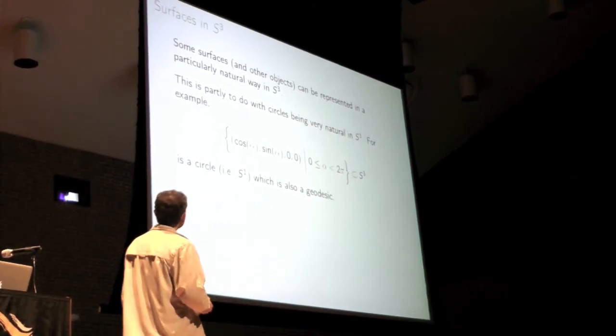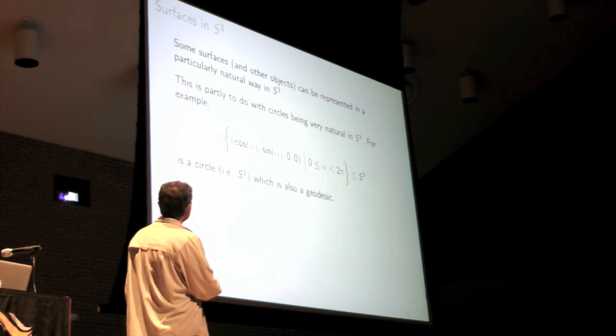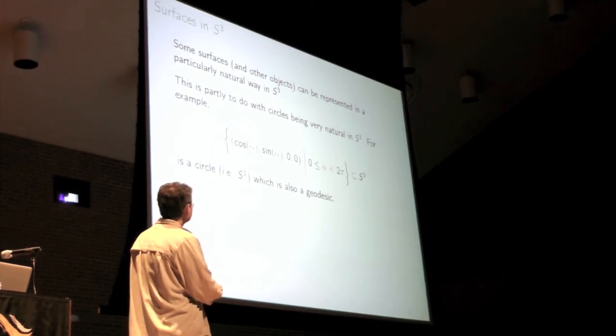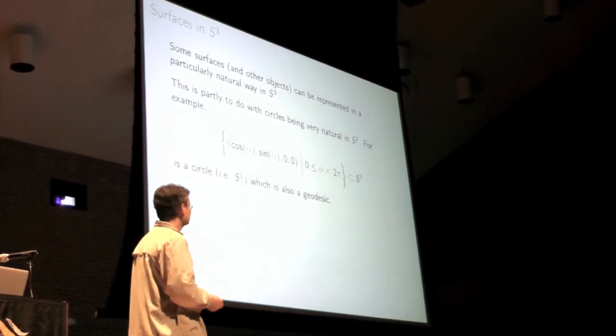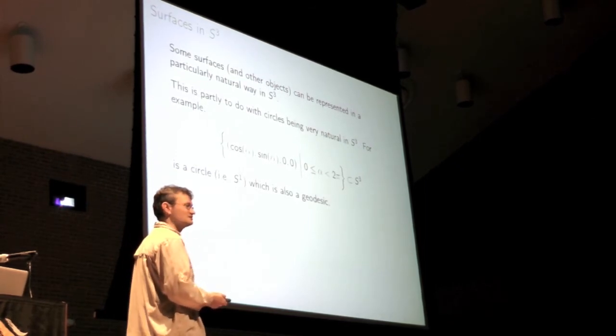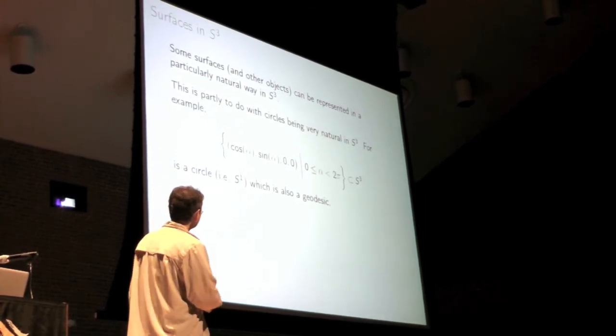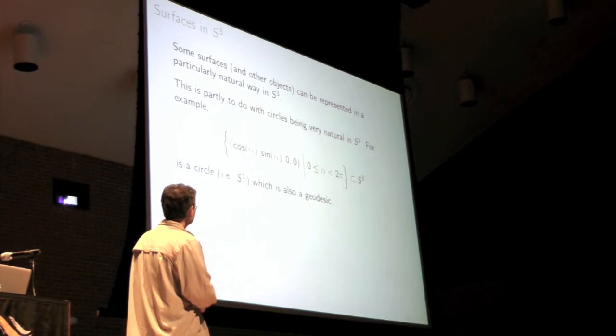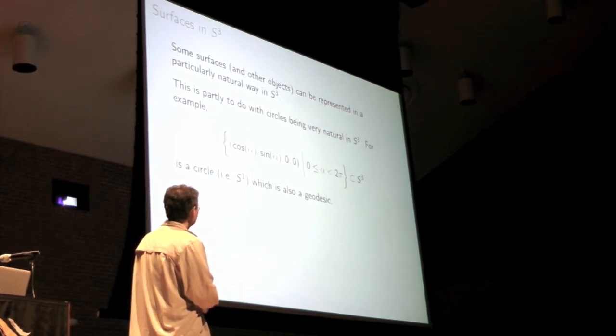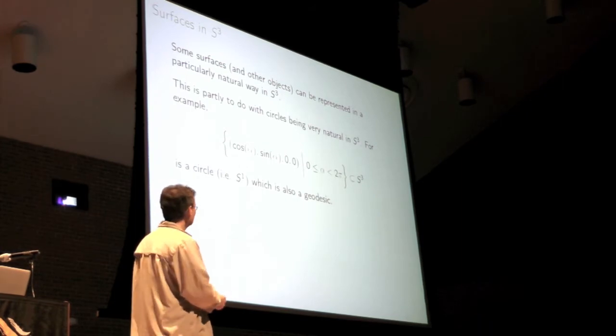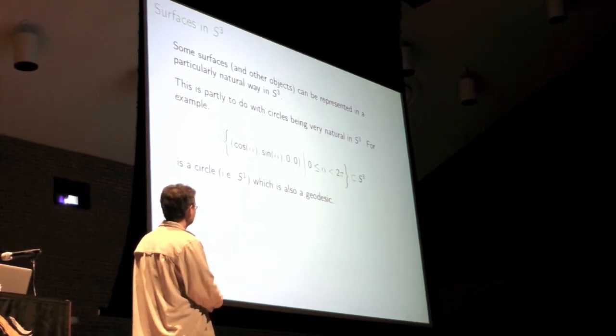And so I'm going to give some examples. So there's one example. A circle is a very natural object in S3. Well, a circle is pretty natural in R3 as well. But here's a way to write it down. It's cosine alpha, sine alpha, and then the other 2 coordinates are 0. So we're somewhere in R4, and alpha is ranging from 0 to 2 pi.